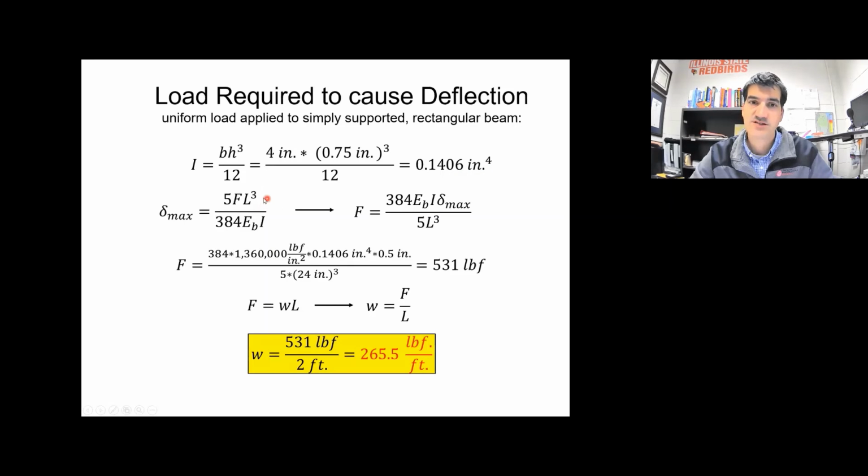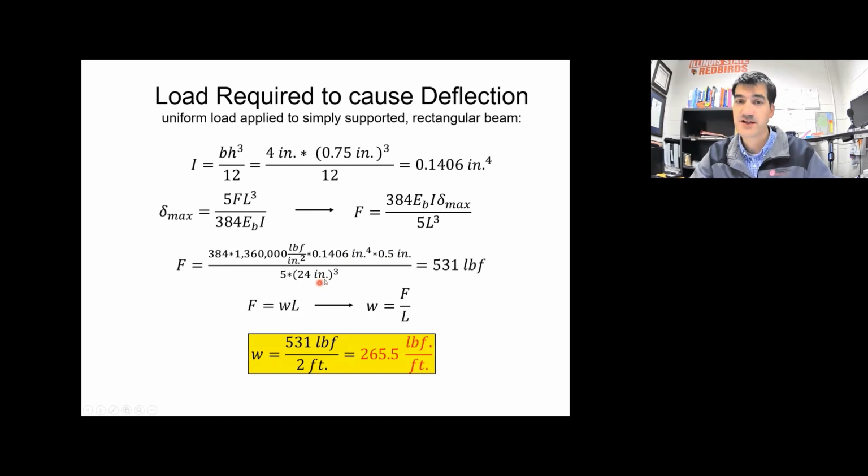And now I want to rearrange this equation to solve for F. So divide both sides by 5L cubed, multiply both sides times 384 E sub B times I, and this is what you end up with. Now you can plug in all these numbers because we know all of these. There's part of the constant, 384. There's the flexural modulus, which was given. There's the moment of inertia that we calculated. There is delta max, so we're trying to solve for the force when the deflection is 0.5 inches. And down here we have 5, that's from part of the constant. And here is L cubed.